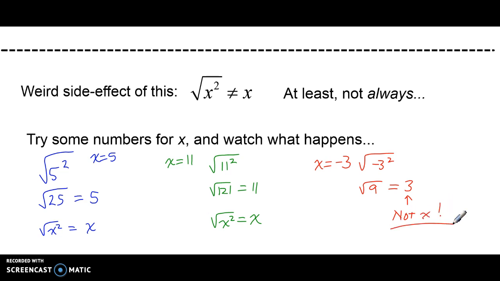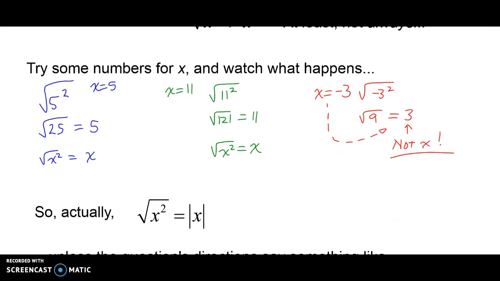So basically, the issue is, if x is a positive number, then the square root of x squared is indeed equal to x. But notice what happened here. If x is a negative number, the square root of x squared converts it to positive. Now, if you think about that in words, you've heard that before. Positive numbers come back again without changing. Negative numbers get converted to positive. I know you've heard that before because that's the absolute value. In other words, the square root of x squared is the absolute value of x.